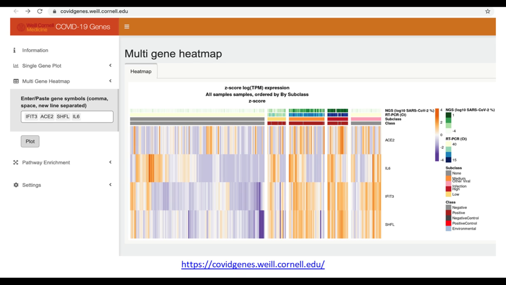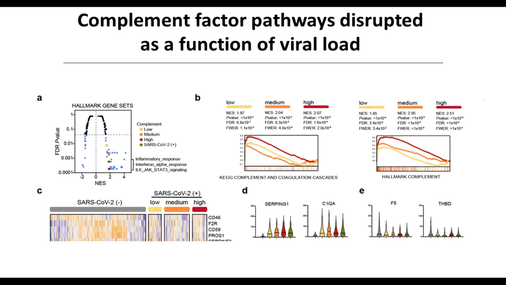And now that we've got all the spatial data, we're going to start to upload some of these data as well, to add this as a nice resource for the community. And the last few things I'll close on: we did also observe, getting back to some of the clotting and blood problems observed in some of the patients, that complement factor pathways are disrupted also as a function of viral load.